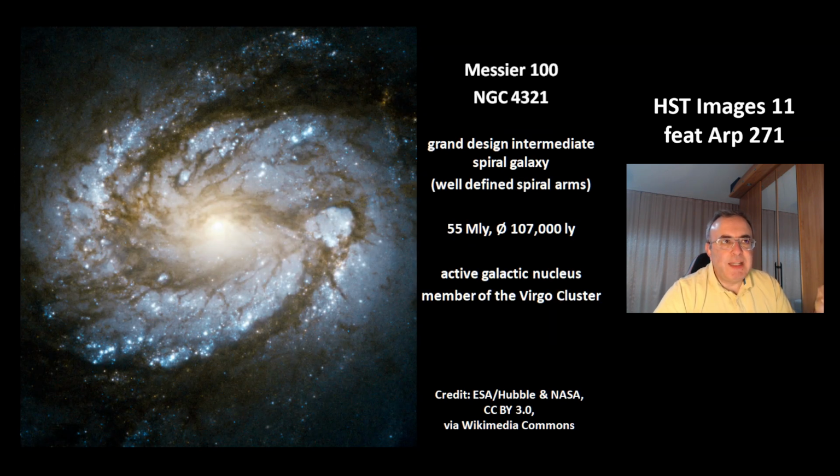This is a galaxy Messier 100, also called NGC 4321, the Grand Design Intermediate Spiral Galaxy. Grand Design because it has well-defined spiral arms, and intermediate because it's between barred and unbarred. It is at a distance of 55 million light years and has a size of 107,000 light years, so it's about the size of the Milky Way. And Messier 100 has an active galactic nucleus. This galaxy is a member of the Virgo cluster.